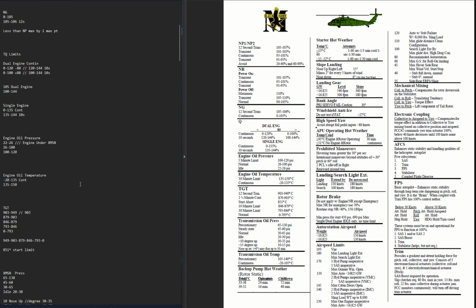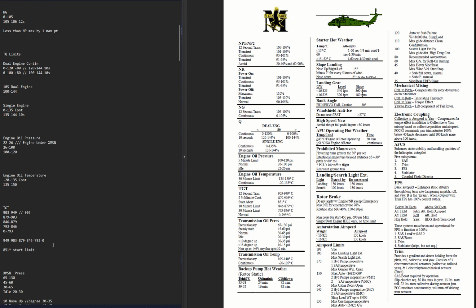Then our next group down is our 2.5 minute continuous, which is 879 to 903. Then we have 846 to 879, then 793 to 846, and then 0 to 793. One of the ways you can remember this one is, since it's just a straight shot through with an additional limit on the side, it's just 949, 903, 879, 846, 793, and 0. And then we have a starter limitation at 851 for startup.